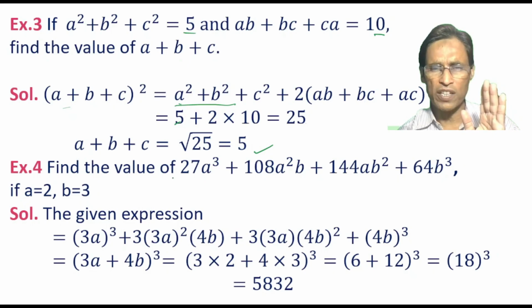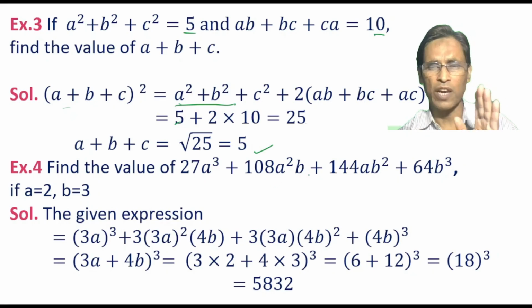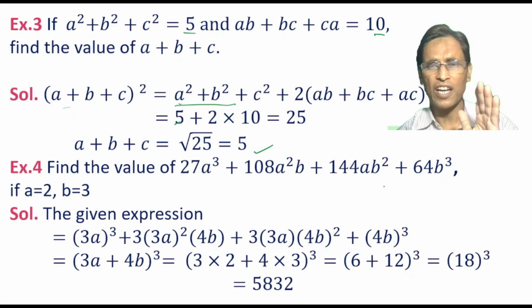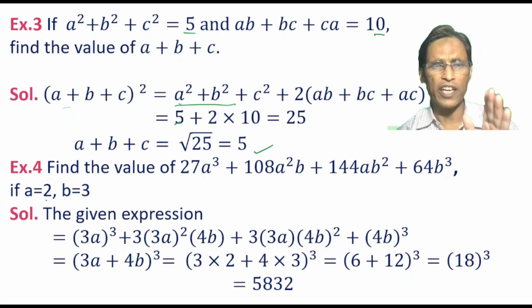Find the value of 27a cube plus 108a square b plus 144ab square plus 64b cube if a equal to 2 and b equal to 3. हमें इस expression का value find out करना है by taking the value of a equal to 2 and b equal to 3. 27a cube can be expressed as 3a to the whole cube plus 108a square b can be expressed as 3 into 3a to the whole square into 4b, and 144ab square can be expressed as 3 into 3a into 4b to the whole square, and plus 64b cube can be expressed as 4b to the whole cube.